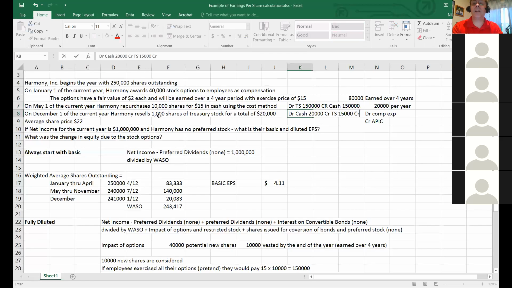Where's my other credit to make it balance, right? I've got a debit of 20,000, a credit of 15,000, so additional paid-in capital is 5,000. Again, another change to our stockholders' equity, shown on the statement of changes in stockholders' equity.